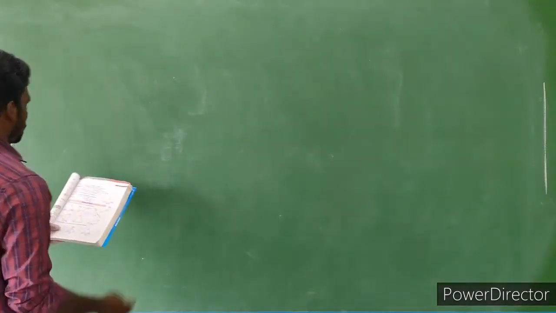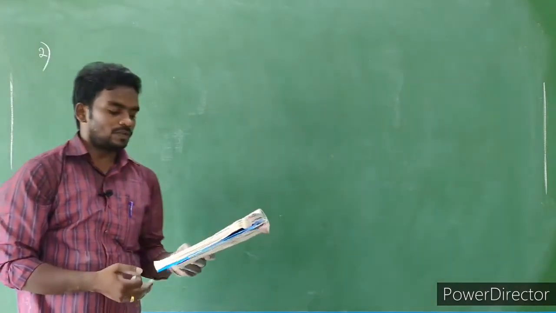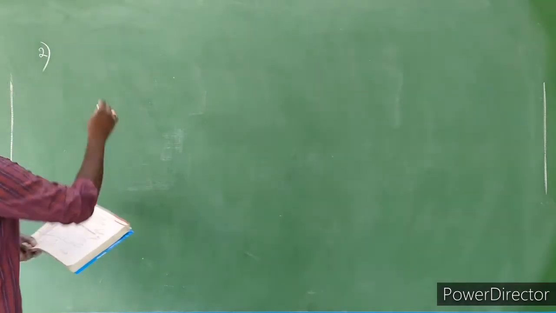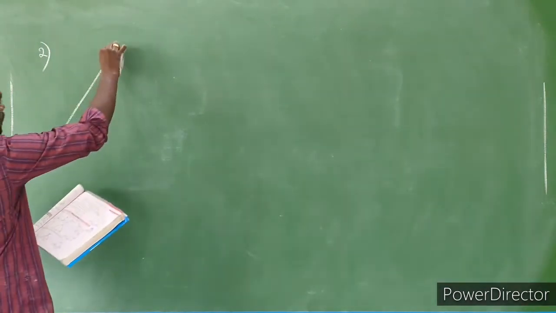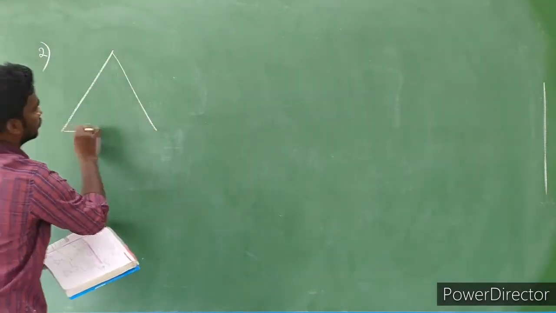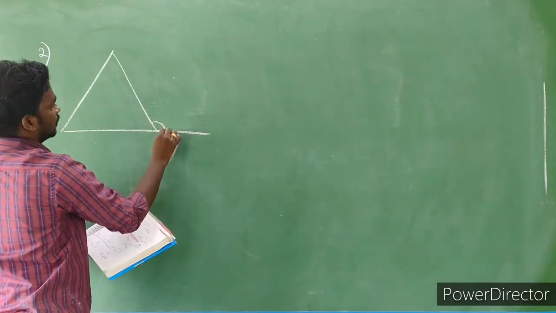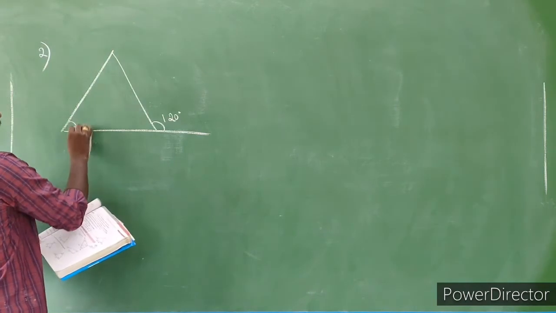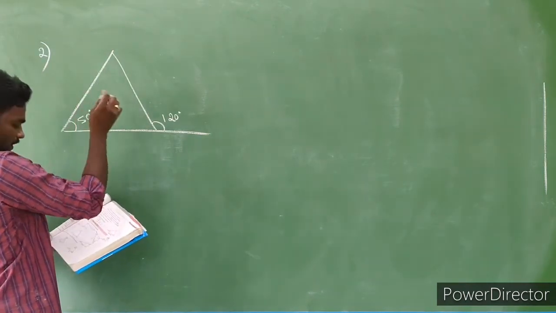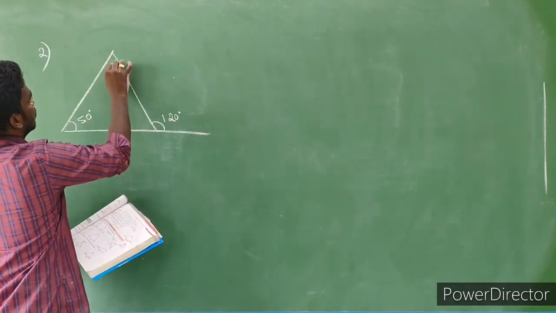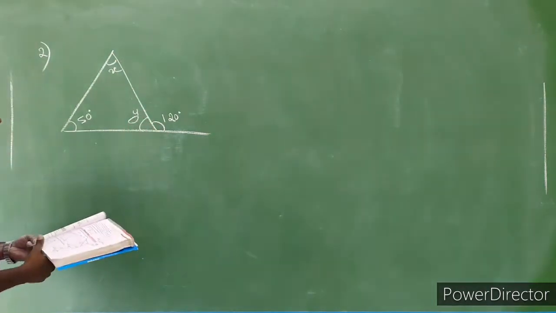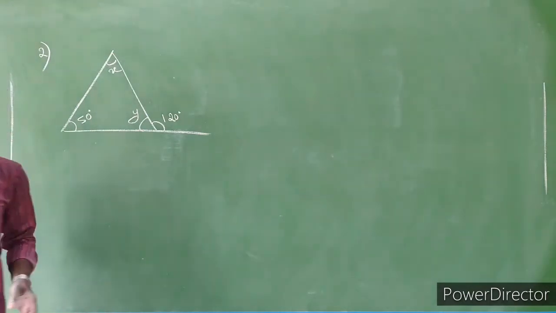Next, our second pattern. What is our second pattern? Find the values of the unknowns x and y in the following diagram. Here 120 degrees is an exterior angle, and the interior angles are 50 degrees, x and angle y. So how to find angle x and y?